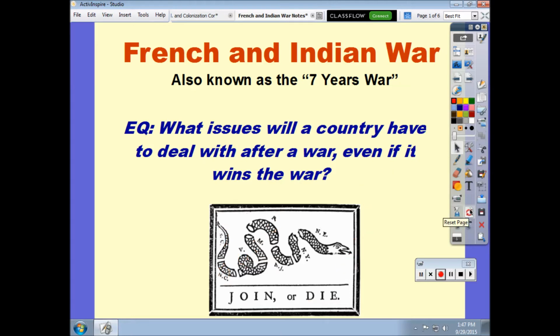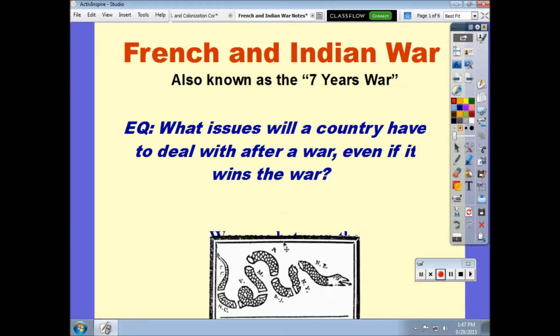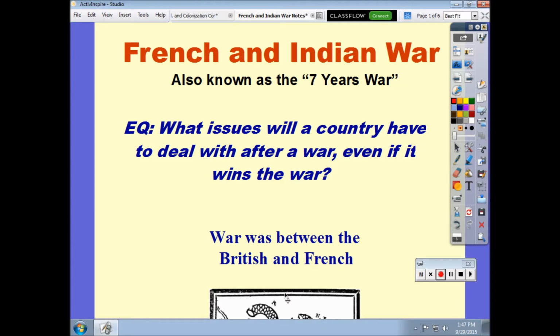Now, the war itself is actually between the British and the French. It's not between the French and the Indians. That was how the colonists described it, that the French and Indians are the ones attacking us. The entire thing, though, is really French and Indians versus the British and the colonists, who are essentially Englishmen themselves.